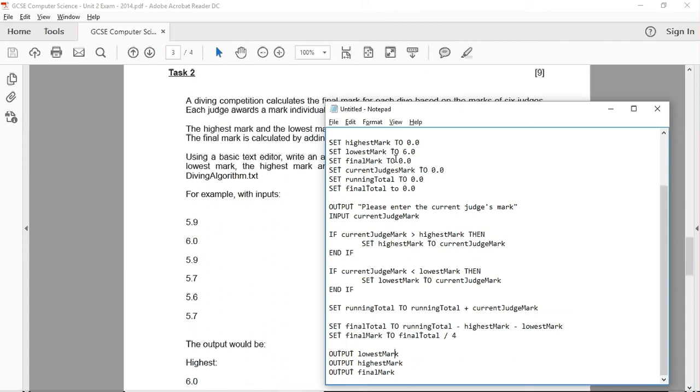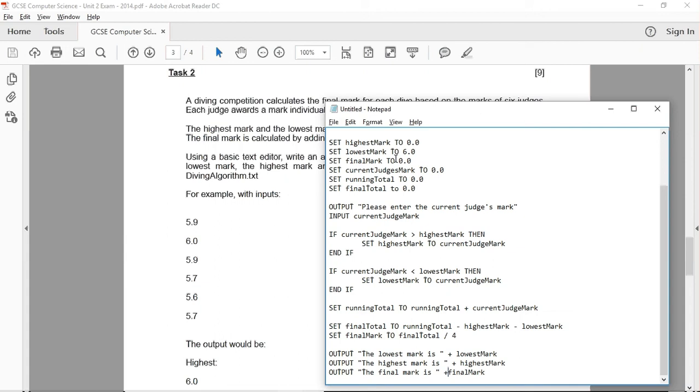Or you could put a nice message there: output the lowest mark is, and copy that. The highest mark is, and the final mark is. Again, you could put a plus sign there to concatenate the strings, like that. It doesn't really matter. I'm sure you wouldn't gain or lose marks if you didn't put that plus sign in.